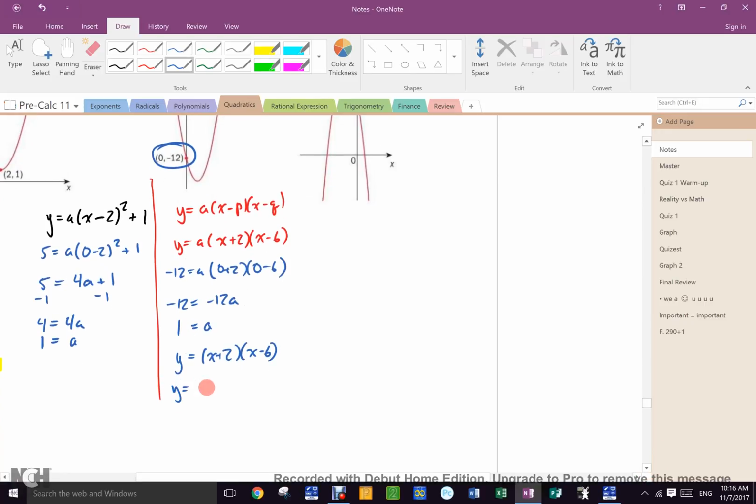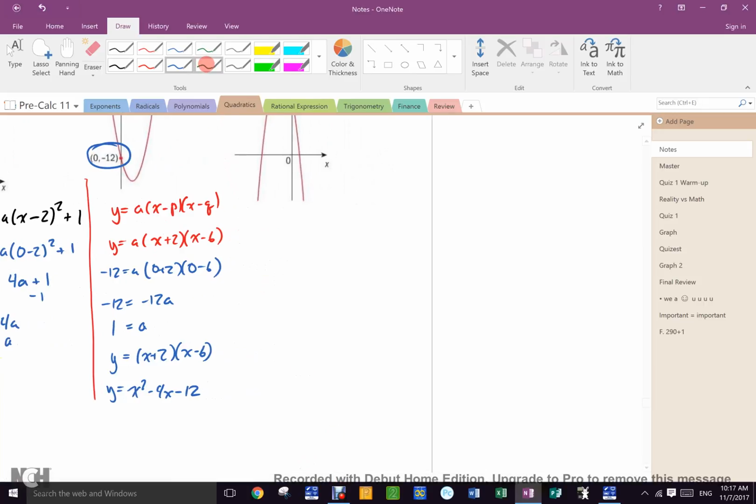Expand it. I don't need brackets. What is it? x squared minus 4x, x squared minus 4x minus 12. Does that work? Is my y-intercept negative 12? So we're probably good, right?